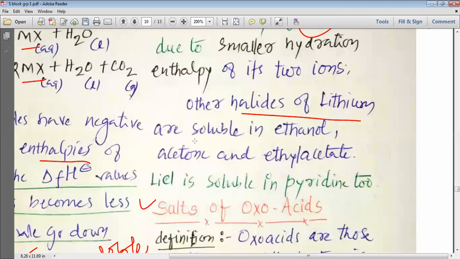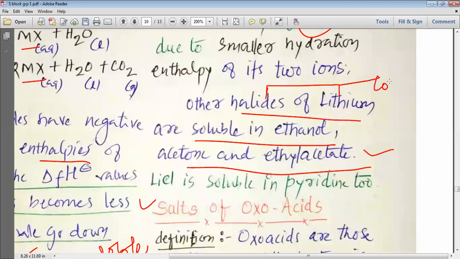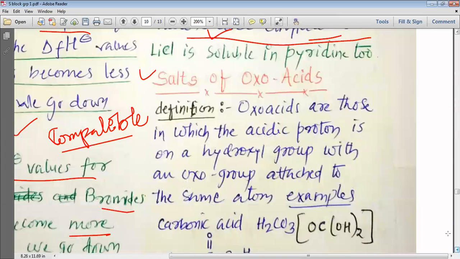Other halides of lithium are soluble in ethanol, acetone, and ethyl acetate. So lithium halides are covalent in nature, and that is why they can be dissolved into organic solvents like ethanol, acetone, and ethyl acetate. Please remember, my dear students.